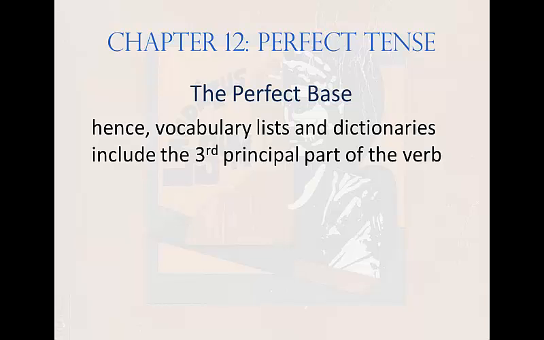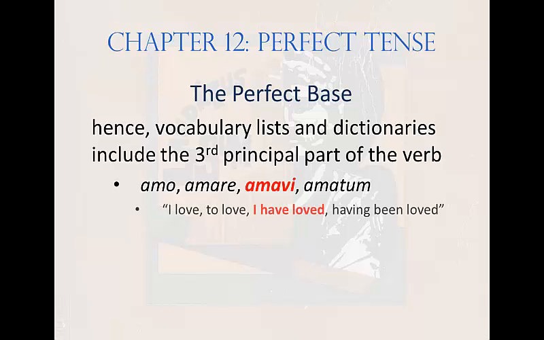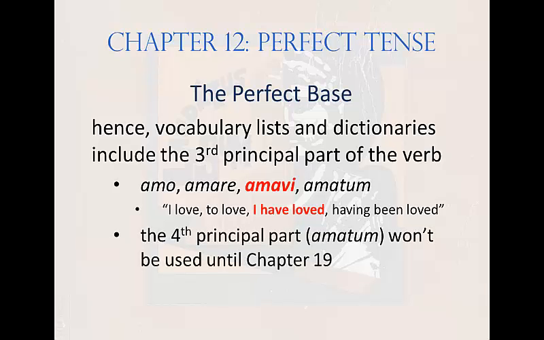In Latin, that third principal part will look like, for instance, amo, amare, amavi, amatum, meaning I love, to love, I have loved, having been loved. We won't use the fourth principal part, amatum, until we get to chapter 19. That's where we'll study what that verb form entails, the perfect passive.